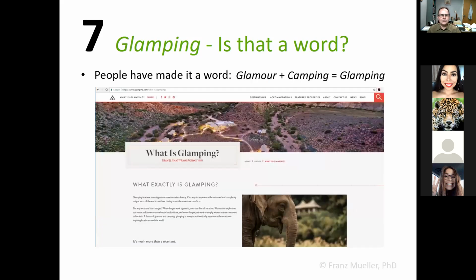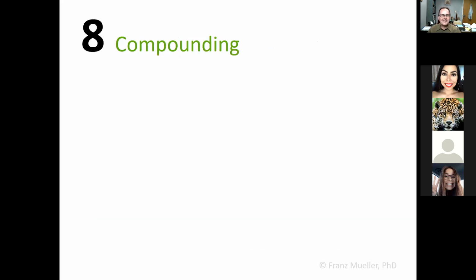People made that into a word, and you can actually go and book a glamping vacation over here. Look at that. That looks like a hotel. That doesn't look like any kind of camping for me. The Boy Scouts would frown upon this. Anyways, language provides many different ways of making new words. Each one of them is a particular recipe, a particular way of making new words.